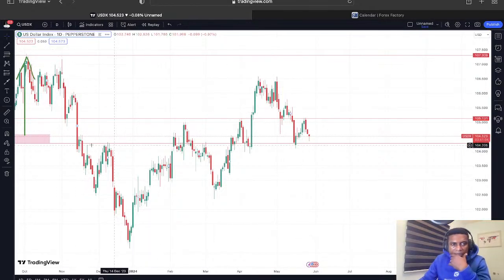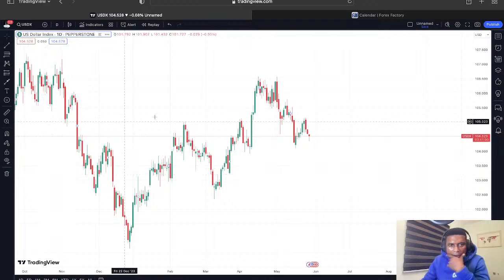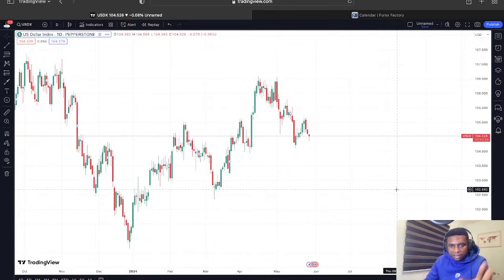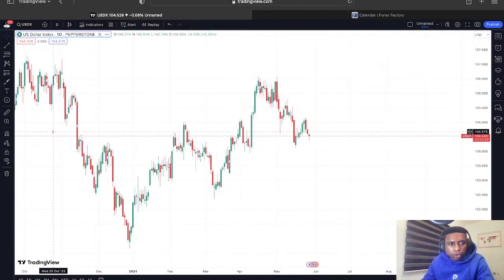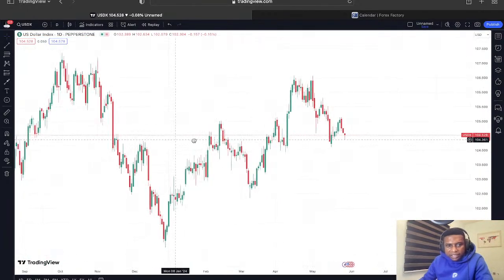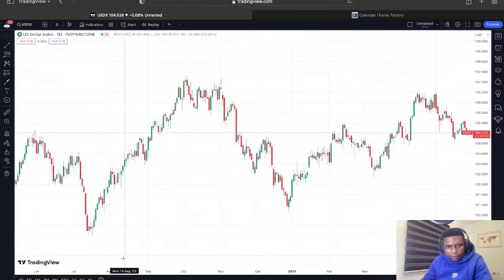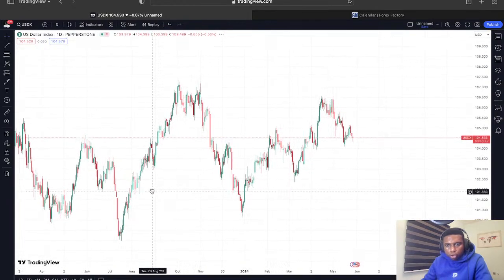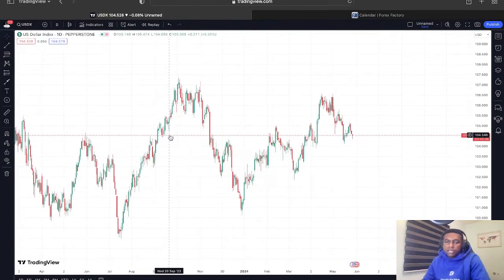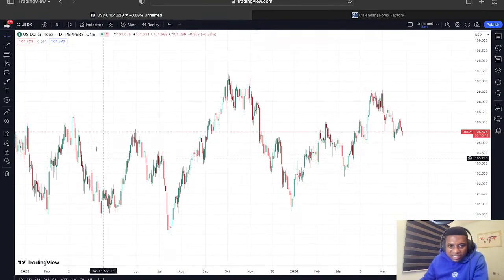Okay, so this is the dollar index, all right, which I'll be running a quick analysis on. This is the daily time frame, and I'll be quick about this, just so that I can show us the expectation on the dollar. So we can see this is the dollar index.